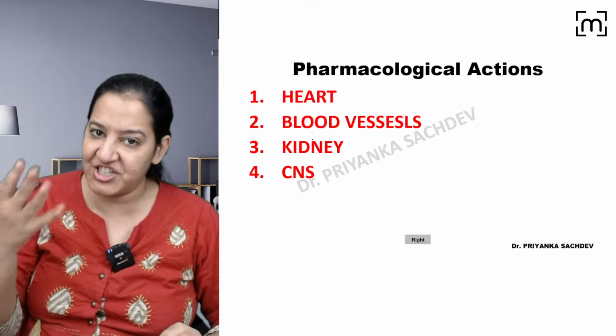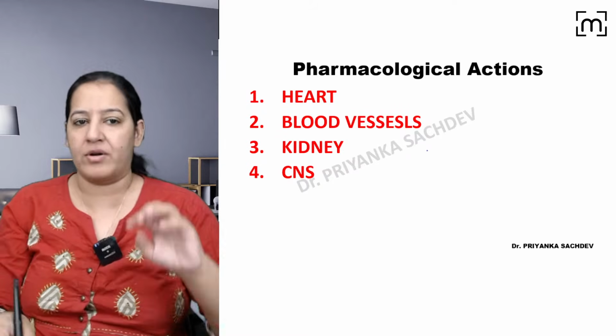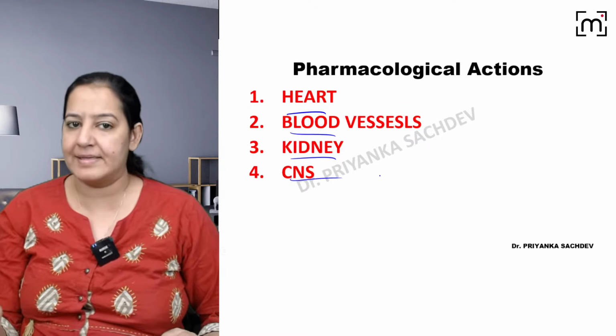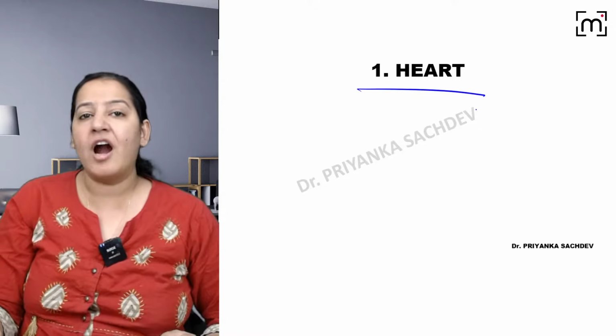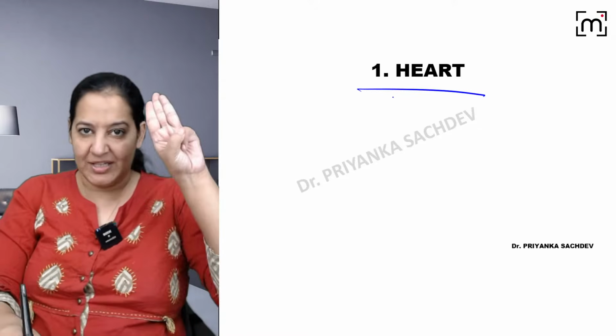Now I'm coming on the actions of Digitalis. Action on 4 organs: heart, blood vessel, kidney. Let me start with heart. In the heart, what does Digitalis do? Tell me 3 things in the heart.